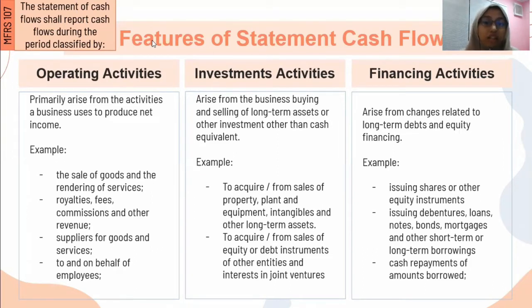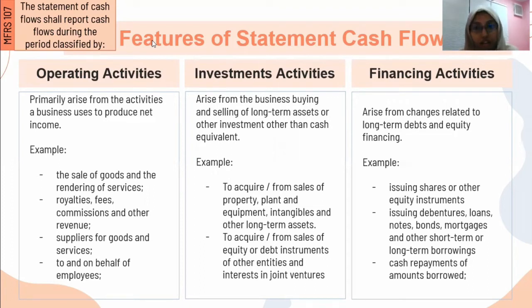For example, in cash receipt, the operating activity receive cash from the sale of goods and the rendering of services, receive cash from royalties, fees, commission, and other revenues. And meanwhile, for the cash payment to supplier for goods and services, and cash payment to and on behalf of employees.